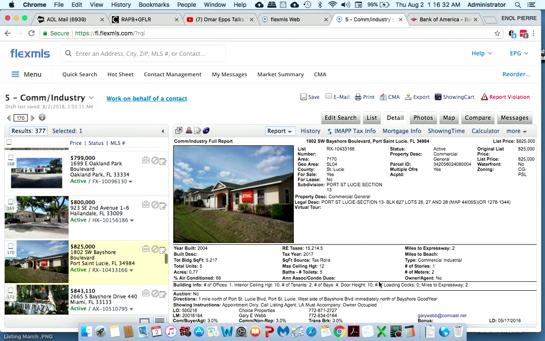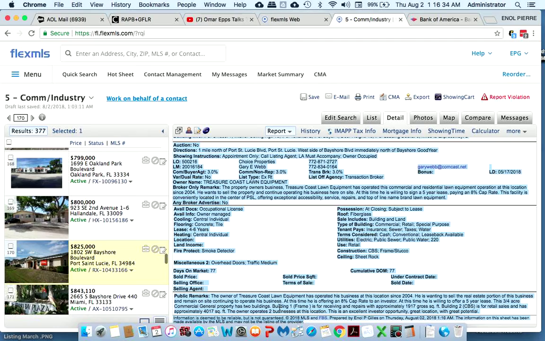I know that's a construction company. That's material. Has operated business at this location. He is wanting to sell the real estate portion of the business and remains to continue to operate. At this time, he is offering 8% cap rate to an investor. At this time, he is willing to offer a 5-year lease. This is not a bad deal. The owner operates 2 businesses at this location. So he wants an 8% cap rate. You know, something to look into.